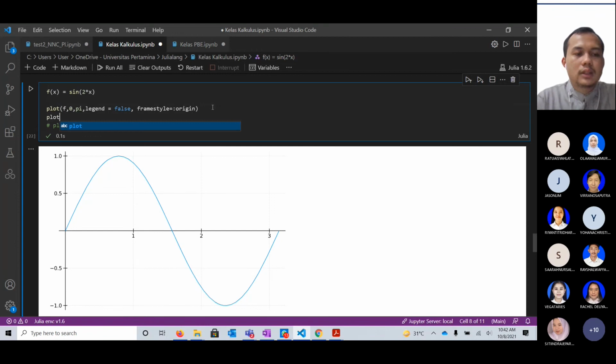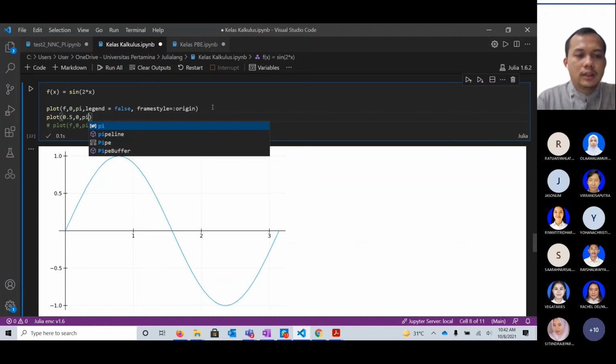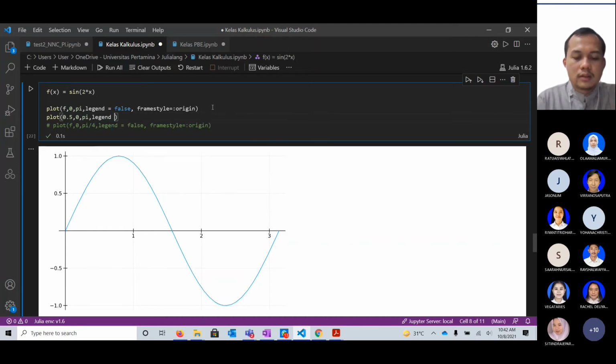This can plot 0.5 from 0 to pi. Legend. And And find style dash.